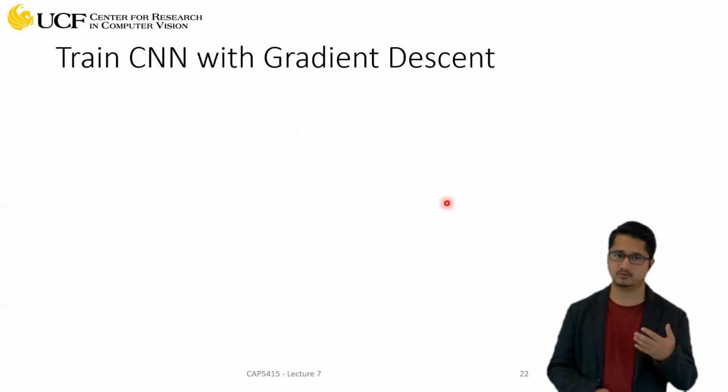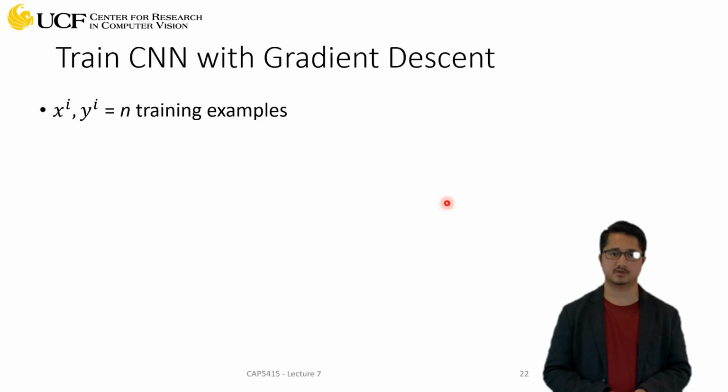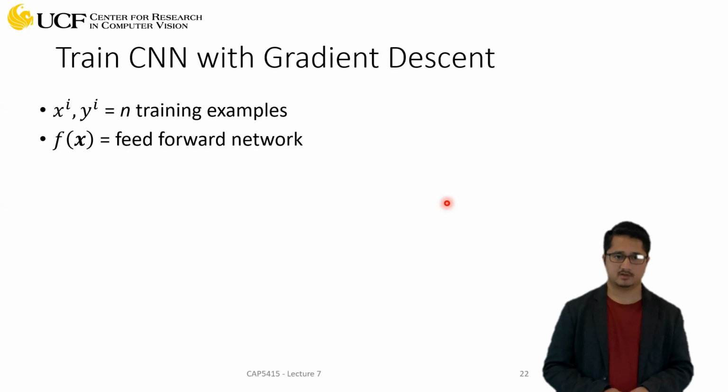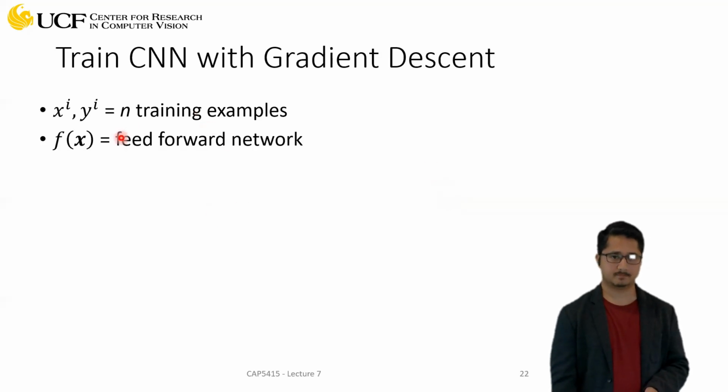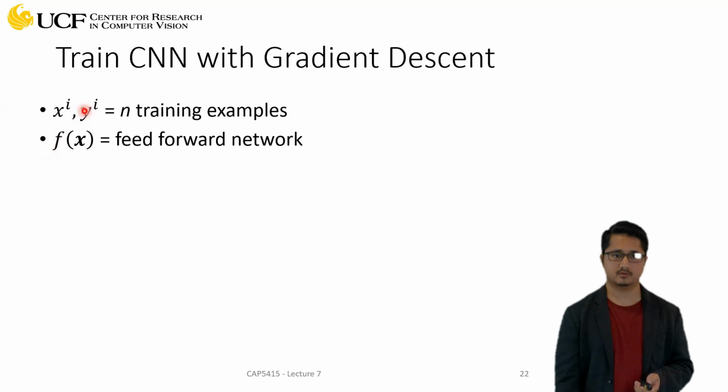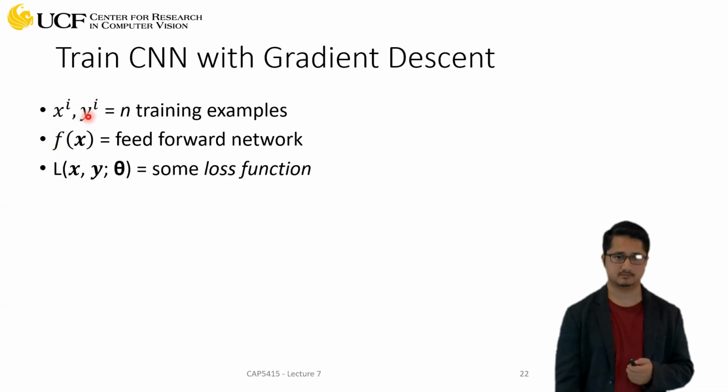Now let's see how you train your CNNs with this simple gradient descent algorithm. So you have n training examples, right? Xi is your image, Y is the label, and let's say Fx is your feed-forward network, which takes an image as input, and it will make some kind of prediction, which should resemble this label. And then you need some kind of loss function, which will again take the parameters of the network, theta over here, and it will take the image and also the label.